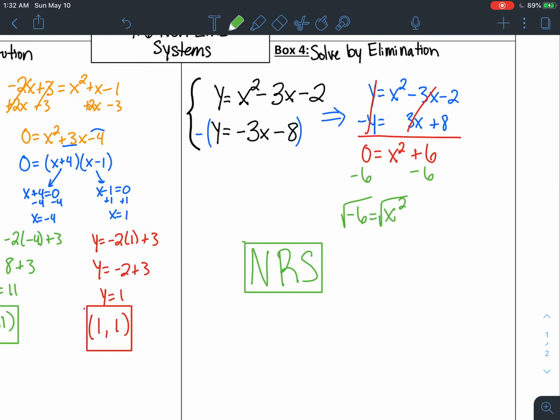Box 4, we solved using elimination. We got my y values to be the same coefficient, one positive, one negative, added up going down. We then used the square root method to try and solve that, but we got a negative underneath my radical, which means no real solution. Okay.